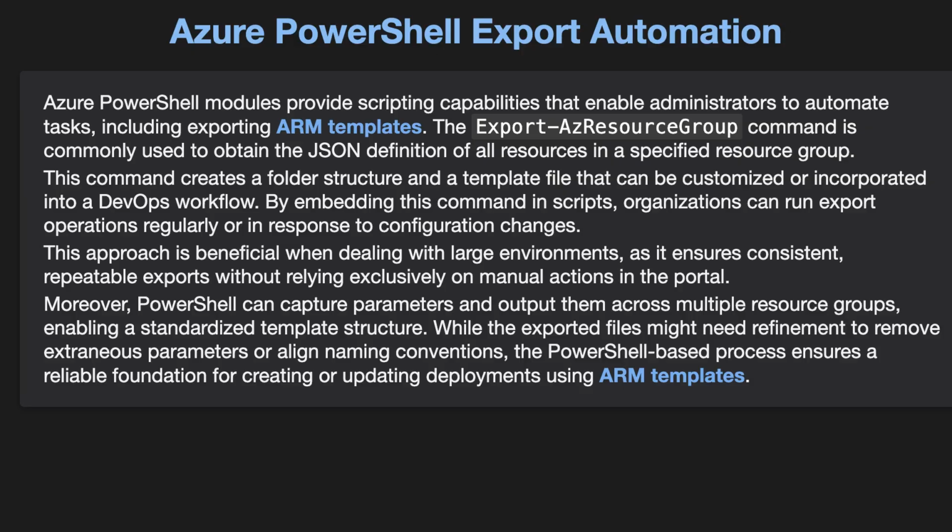By embedding this command in scripts, organizations can run export operations regularly or in response to configuration changes. This approach is beneficial when dealing with large environments, as it ensures consistent, repeatable exports without relying exclusively on manual actions in the portal. Moreover, PowerShell can capture parameters and output them across multiple resource groups, enabling a standardized template structure. While the exported files might need refinement to remove extraneous parameters or align naming conventions, the PowerShell-based process ensures a reliable foundation for creating or updating deployments using ARM templates.